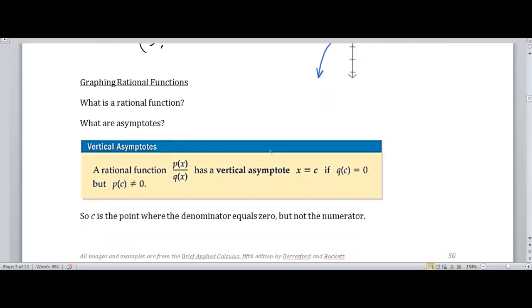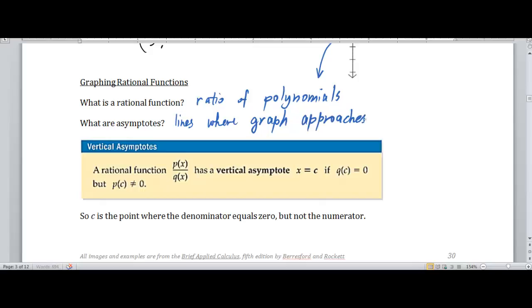All right, let's look at rational functions. What is a rational function? A rational function, when you think of rational, think of ratio. Ratio of polynomials. We've done this before, in the previous video for this class. And what are asymptotes? Asymptotes are lines where the graph approaches but doesn't reach. Okay, lines where the graph approaches but doesn't reach.